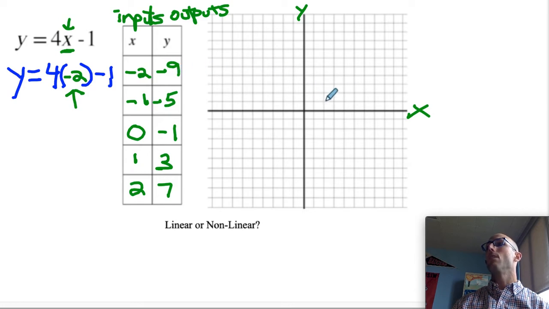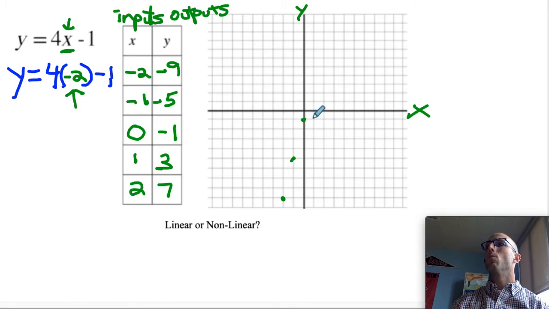So -2, -9. All right, -2 is my x value. Here we go, over -1, -2, and then I need to go down 9. That's 3, 6, 9. Okay, -1, -5. So -1, -1, 2, 3, 4, 5. Okay, 0, -1. So 0, I'm not going to move to the right or to the left, but I have to go down 1.